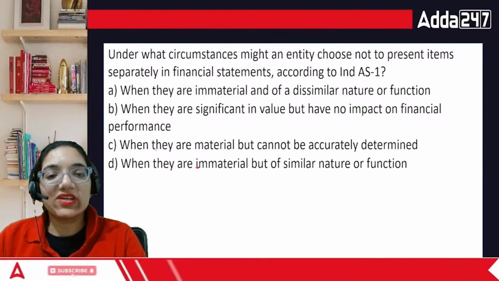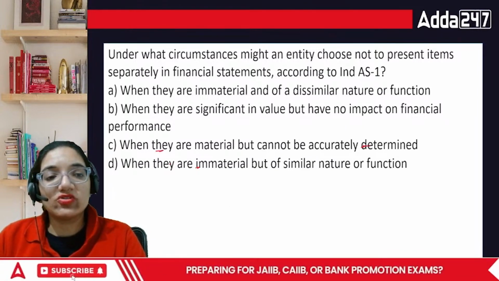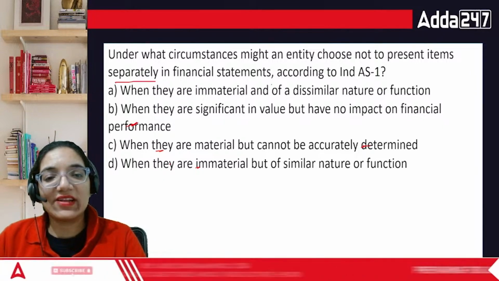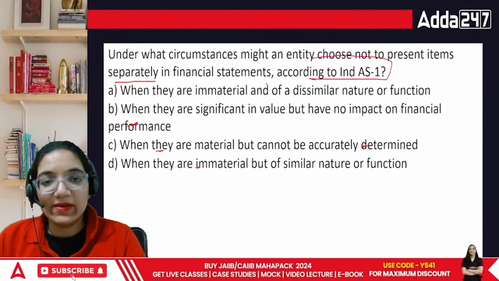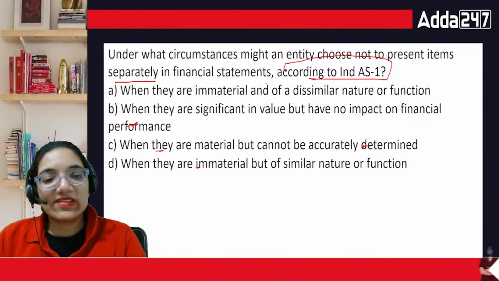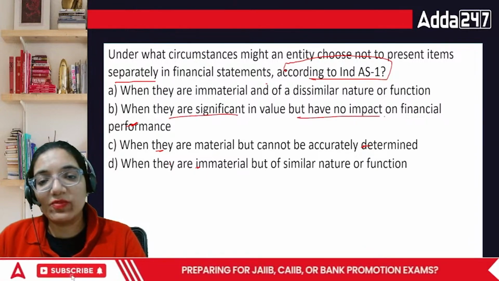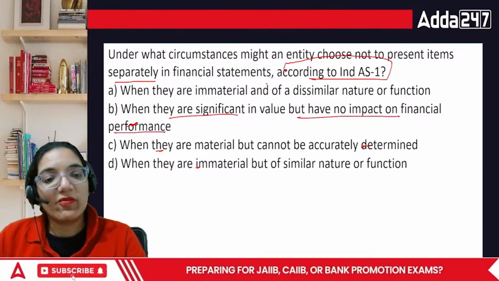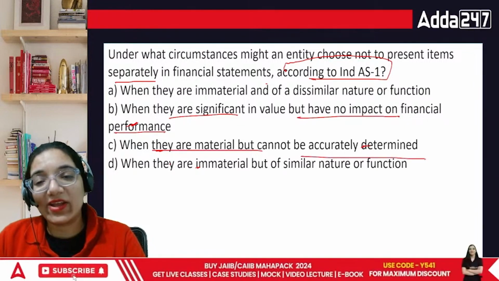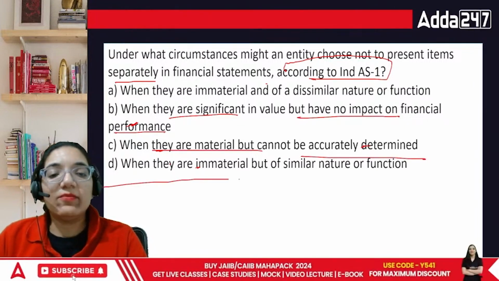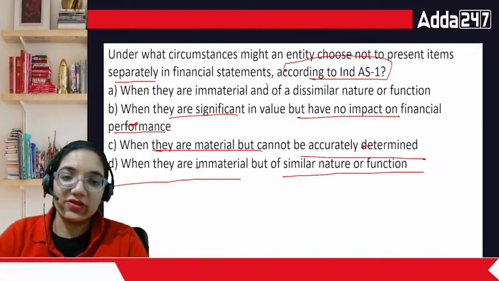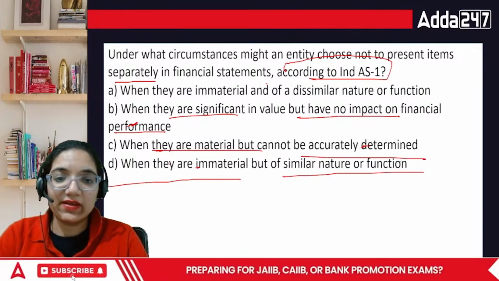Under what circumstances might an entity choose not to present separately in financial statements according to Ind AS 1? When they are immaterial, dissimilar; when they are insignificant in value but have no impact on financial performance; when they are material but cannot be accurately determined; or when they are immaterial but of similar nature or function. Ind AS 1.